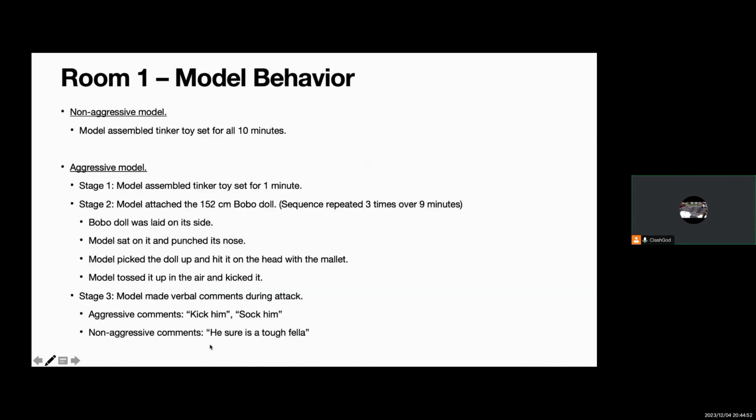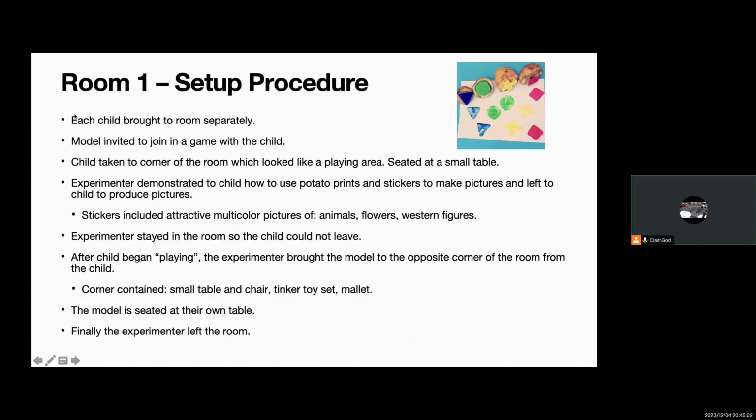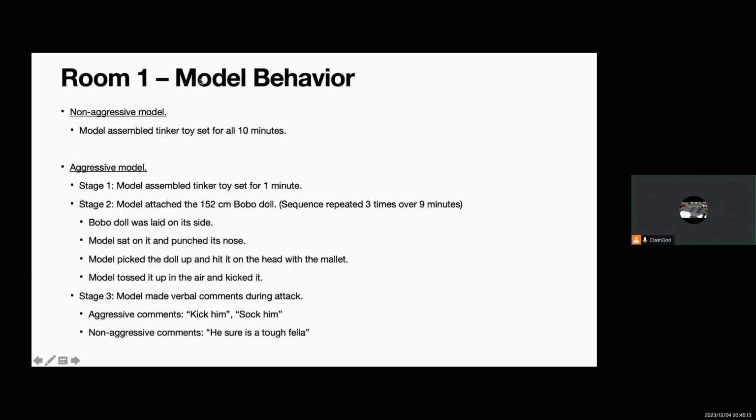Okay, so that's it for room 1, setup procedure and model behavior. A broad overview: the setup procedure is just the child is introduced to the room and brought to their own playing space, and the model is brought to their playing space, and the experimenter leaves the room. That's the entire process of the setup procedure. And broadly, the model behavior is that the non-aggressive model just played with the toy for all 10 minutes, and the aggressive model played with the toy for 1 minute, and then went through the sequence of attacks and repeated those 3 times. Okay.